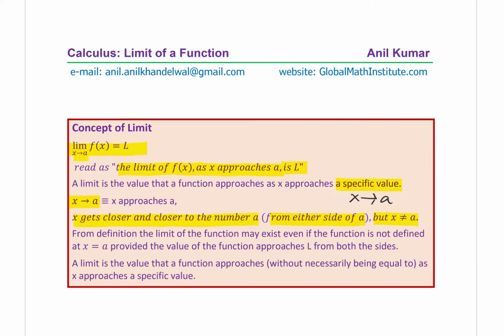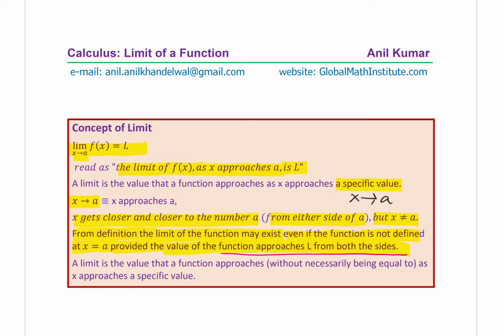Right? So understand these wordings. It says, from the definition, the limit of the function may exist even if the function is not defined at x equals a, provided the value of the function approaches L from both the sides. That is very critical to understand. Perfect, from both the sides, right? So let's underline this: when the function approaches L from both the sides.